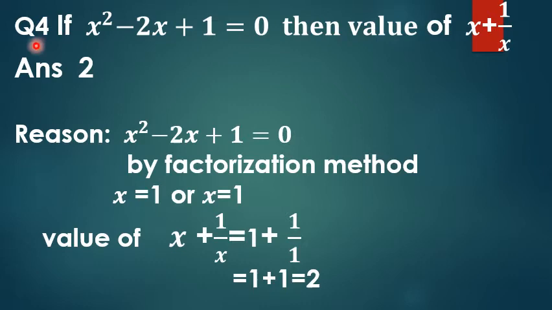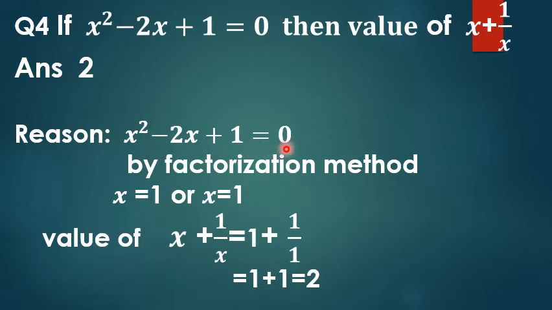So let us come to question number 4. If x square minus 2x plus 1 equals 0, then find the value of x plus 1 upon x. Here the answer is 2. But how? Let us come to the reason. Here our given quadratic equation is x square minus 2x plus 1 equals 0.